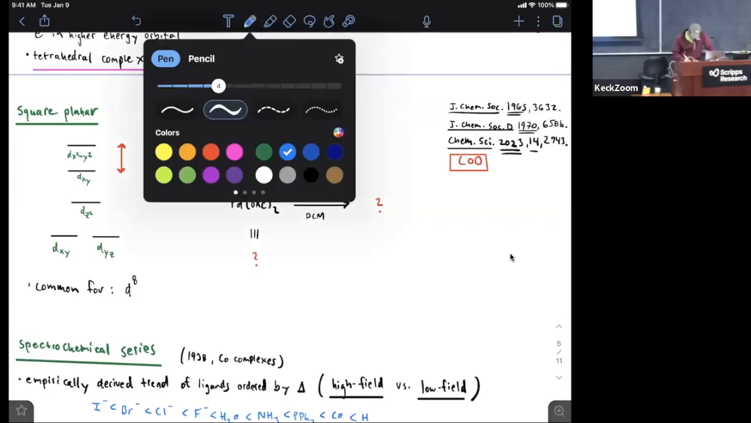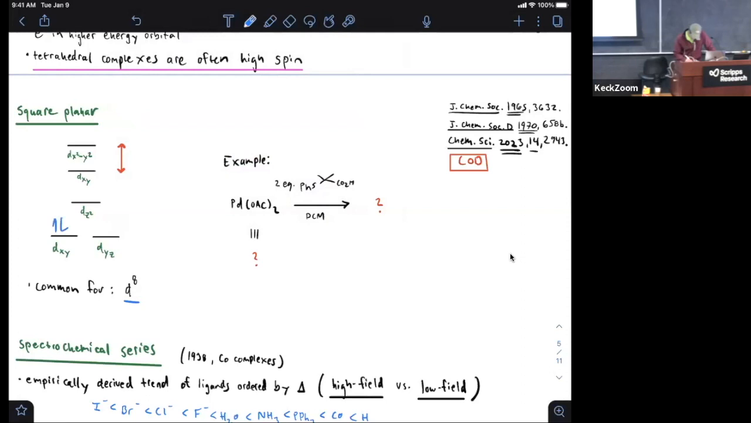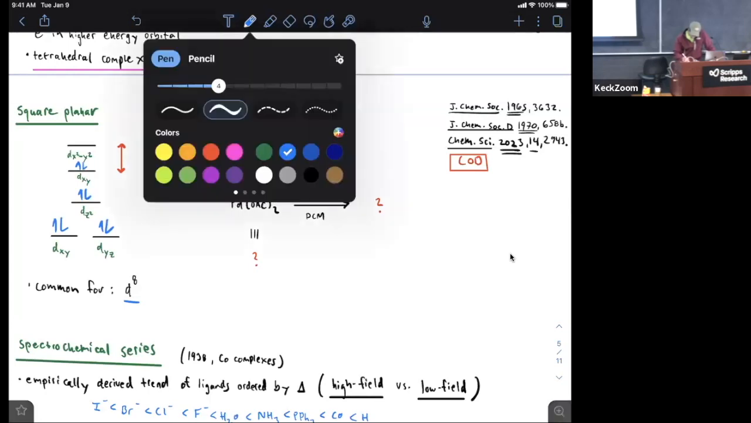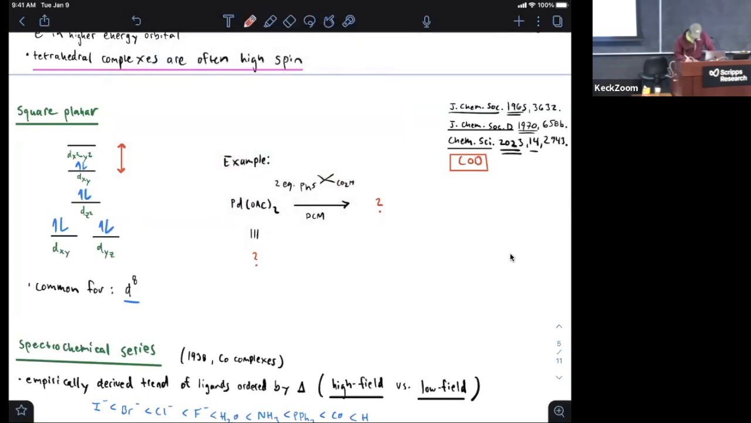So if we can do that, fill in what that would look like. And because this is most commonly observed with d8 metals, that's why the splitting energy in this case is defined as this difference here. In principle, you could define it as any of these, but it's defined this way because it's so common for d8 metals.